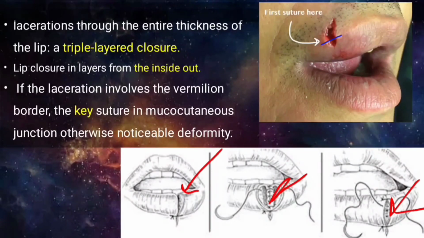While in case of incomplete lacerations involving skin or muscles only and also involving the vermilion border, which is the junction between the skin and the mucosa, this is the vermilion border, it should be repositioned first by a key stitch, then the remainder of sutures performed after it, for ideal placement of skin to skin and mucosa to mucosa, and to avoid step deformity in the lip.